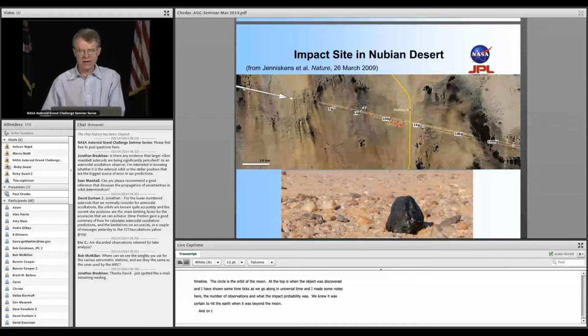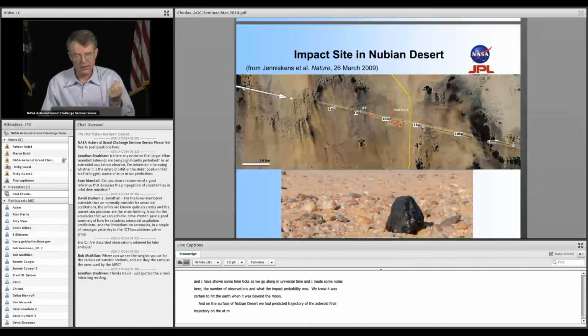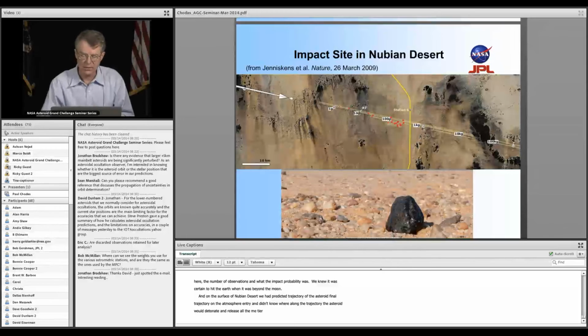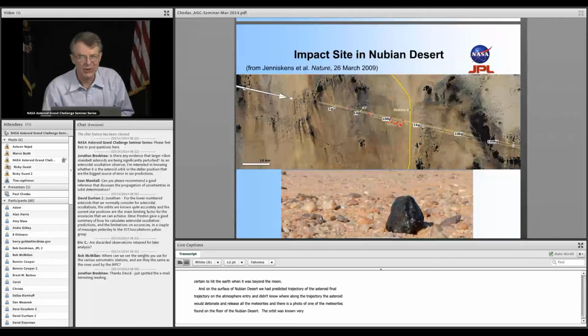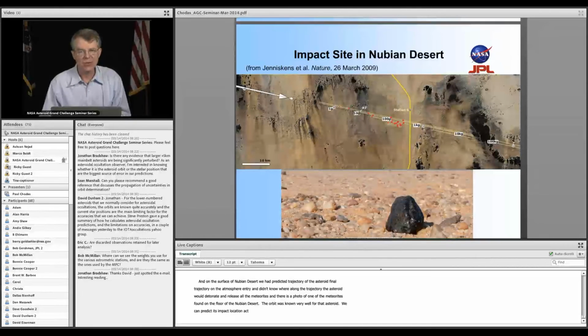And on the surface of the Nubian desert, we had the predicted final trajectory of the asteroid on atmospheric entry. We didn't know exactly where along the trajectory the asteroid would detonate and release all of the meteorites, but except for that, we knew along the track where it should be, and there's a photo of one of the meteorites found on the floor of the Nubian desert. So the orbit was known very well for that asteroid. We could predict its impact location accurately, and all of the math worked, and it's a demonstration that the system is working here, and we're able to predict impacts. And with that, I'll stop. Dave, over to you.